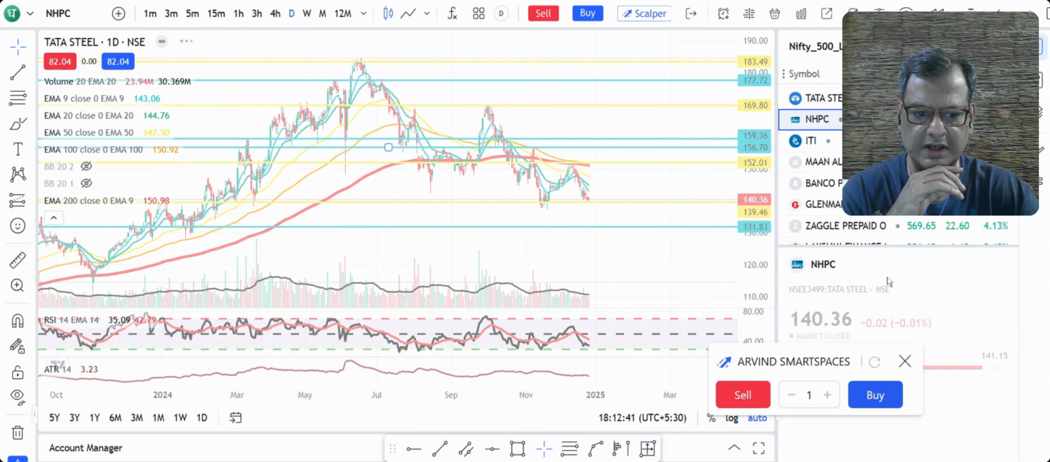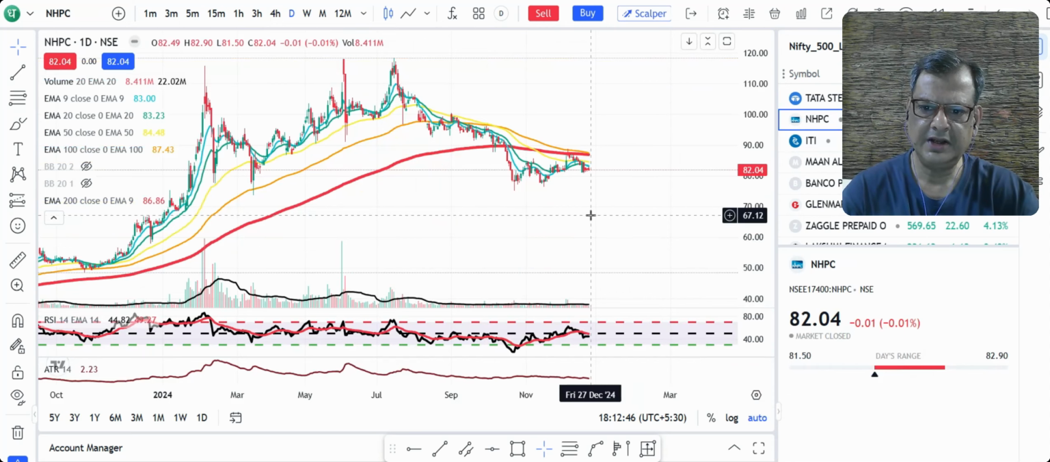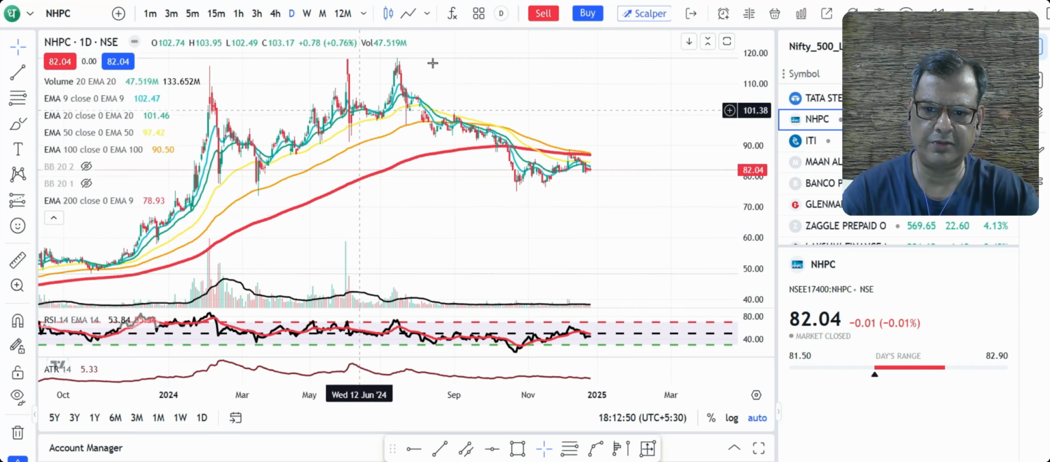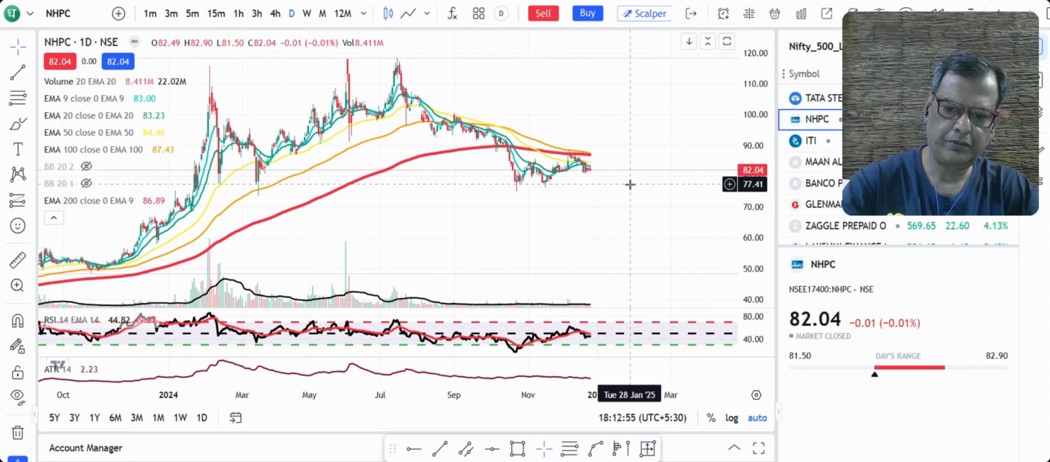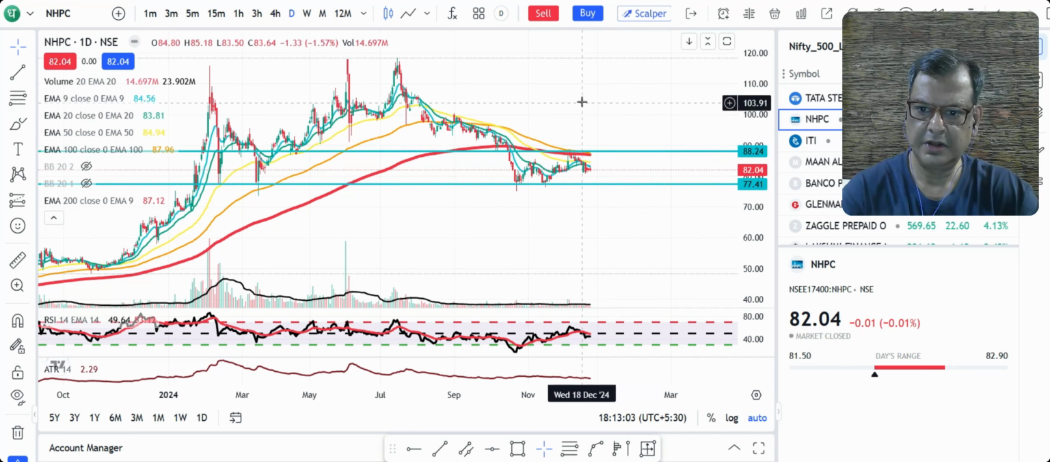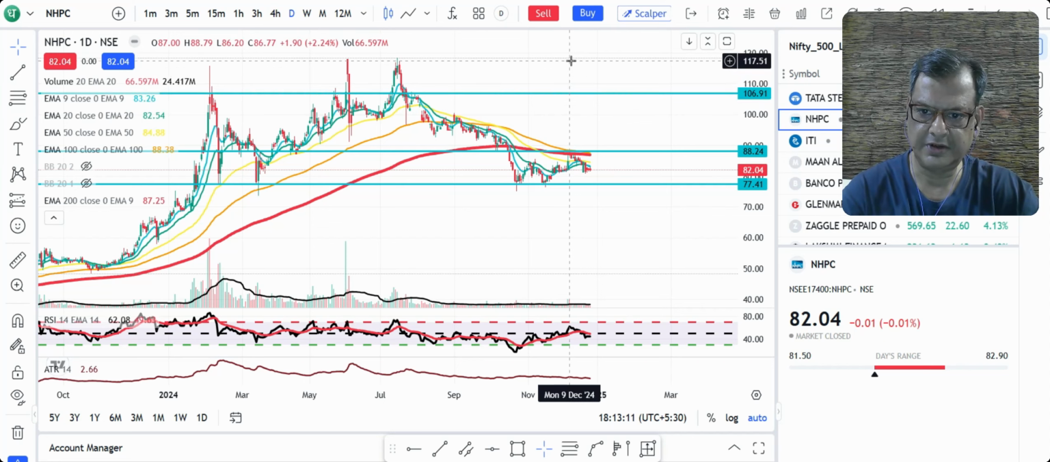One more chart. I'll take one more chart here, NHPC. Now here in NHPC, the price is reasonable. There have not been too many upswings, downswings. So what we can have is we can do something here, we can do something here, and something here, and something here as well.